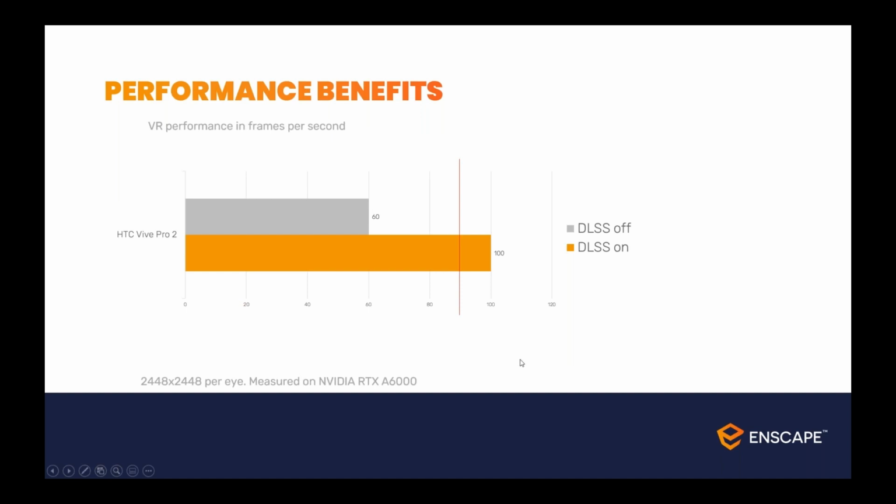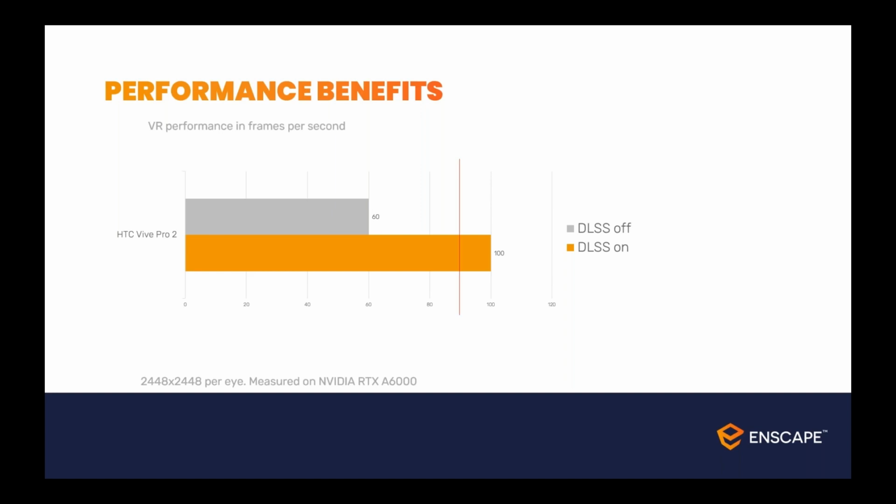Another example is DLSS used in VR. If you look at the chart here, this is a performance measurement done with the HTC Vive Pro 2, which is one of the most high-resolution displays available for VR today. And we run it on an NVIDIA RTX A6000, so also one of the most powerful GPUs today. With DLSS off, we manage 60 FPS, which is solid.